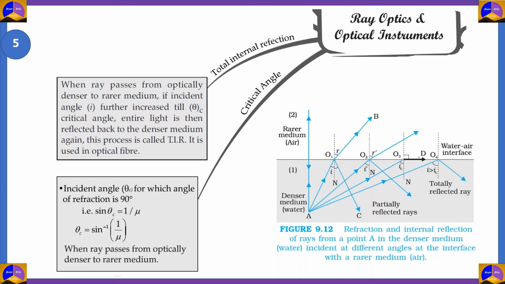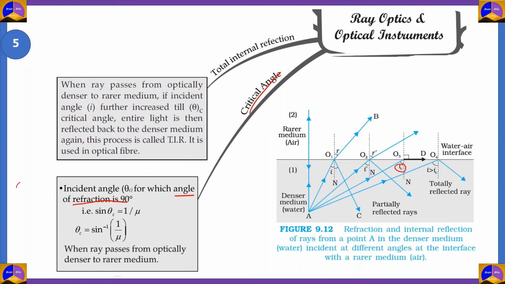And this occurs and occurs until there reaches an angle called IC, at which the angle of refraction becomes 90 degrees. This angle is referred to as the critical angle. It is the incident angle for which the angle of refraction is 90 degrees.